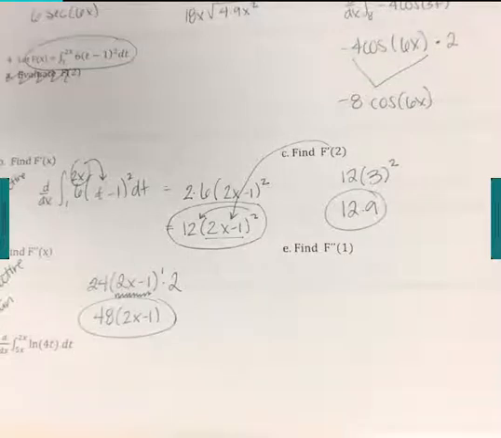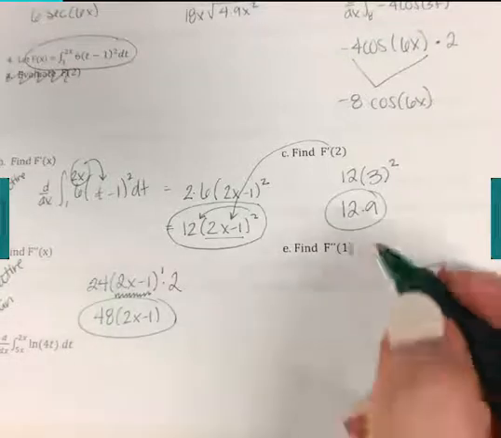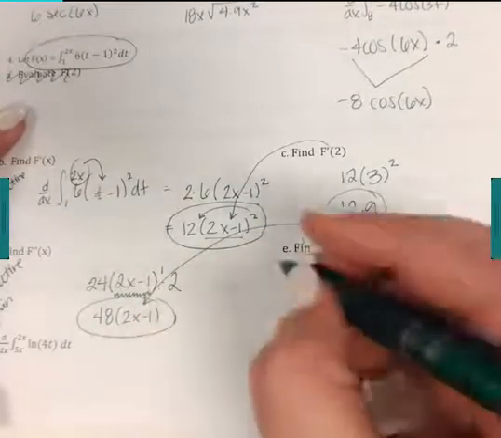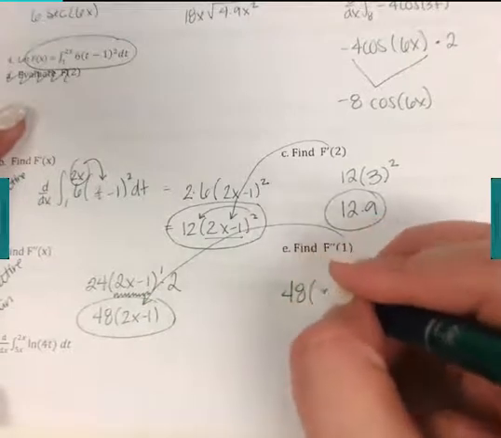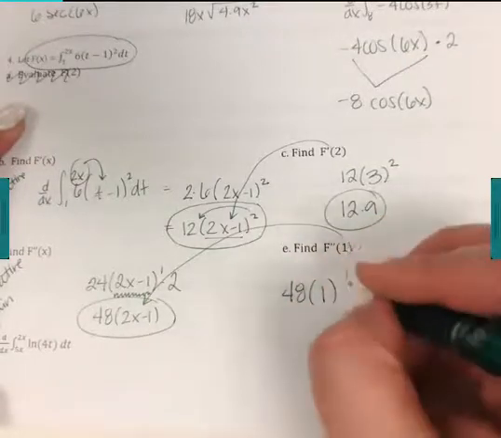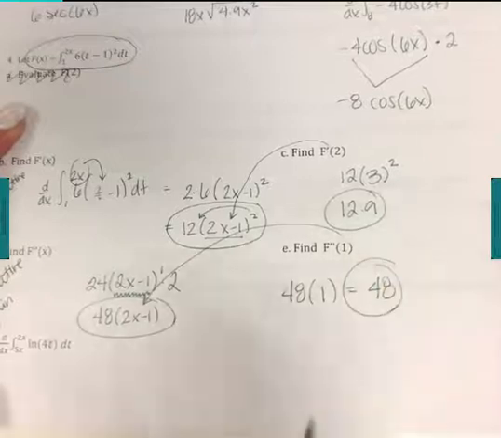A little bit. Okay, then part E, what would you do? Just plug in 1. So 2 times 1 is 2 minus 1 is 1. 48 times 1 is 48.